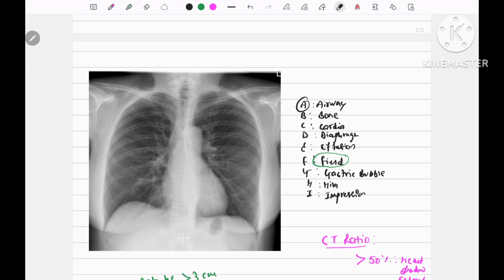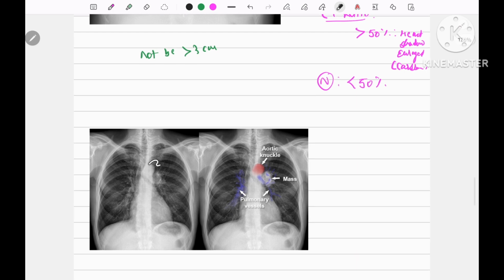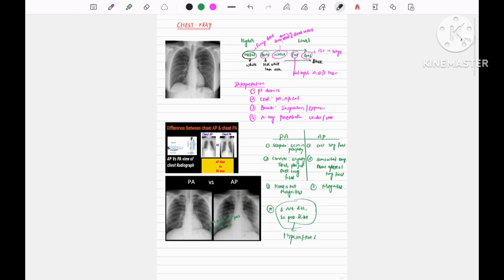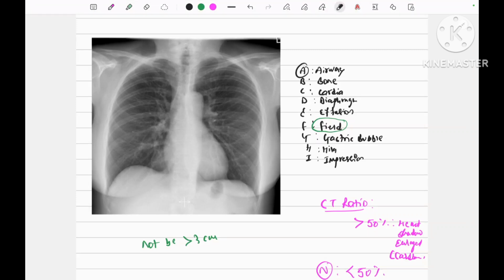And in the last we will see the hilum region. In the hilum region we can see this is the aortic knuckle, and these all are the pulmonary vessels. We can see the shadow. So we will see the aortic knuckle, pulmonary vessels, and here we can easily see that there is a mass. So all these structures we will see from A to I. I will complete this last I.